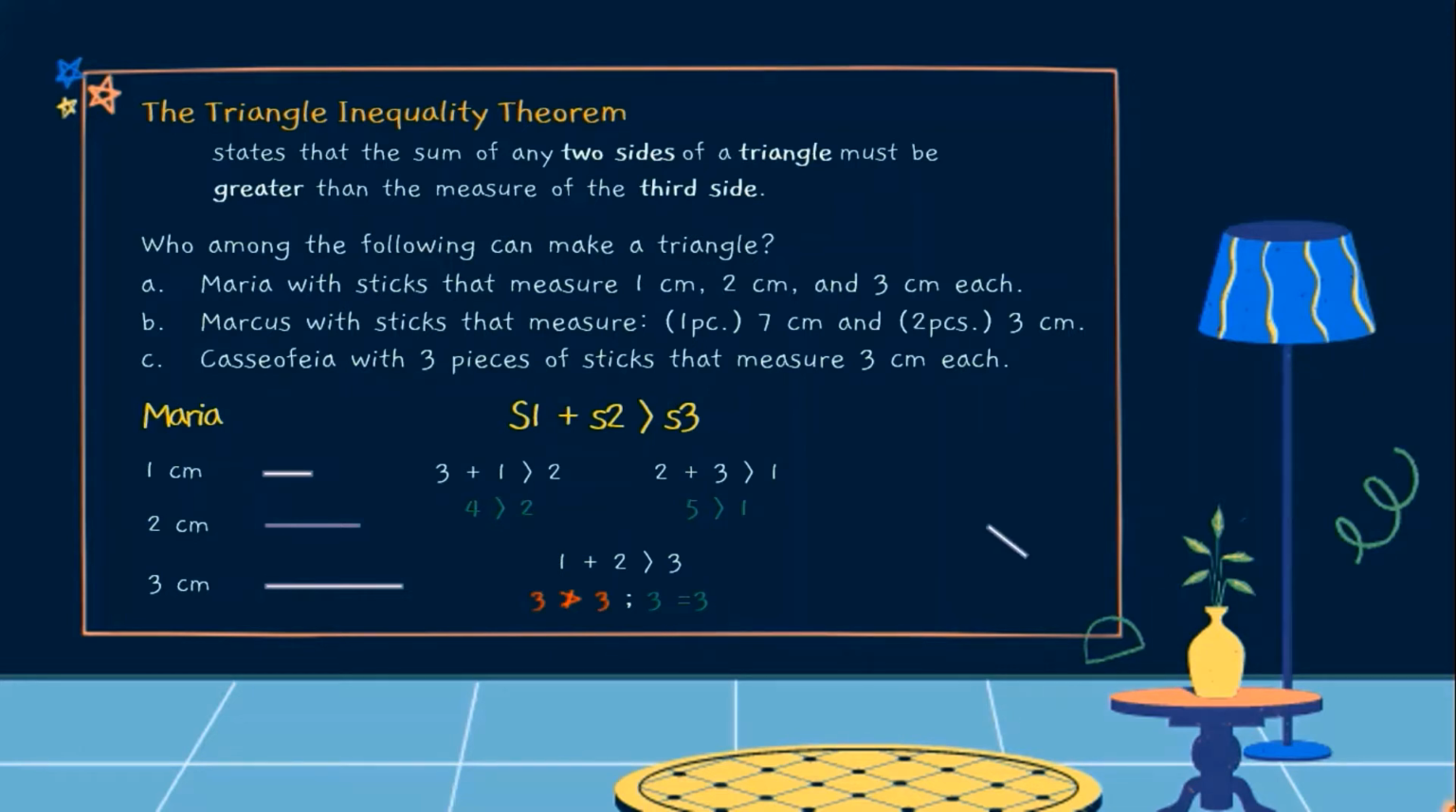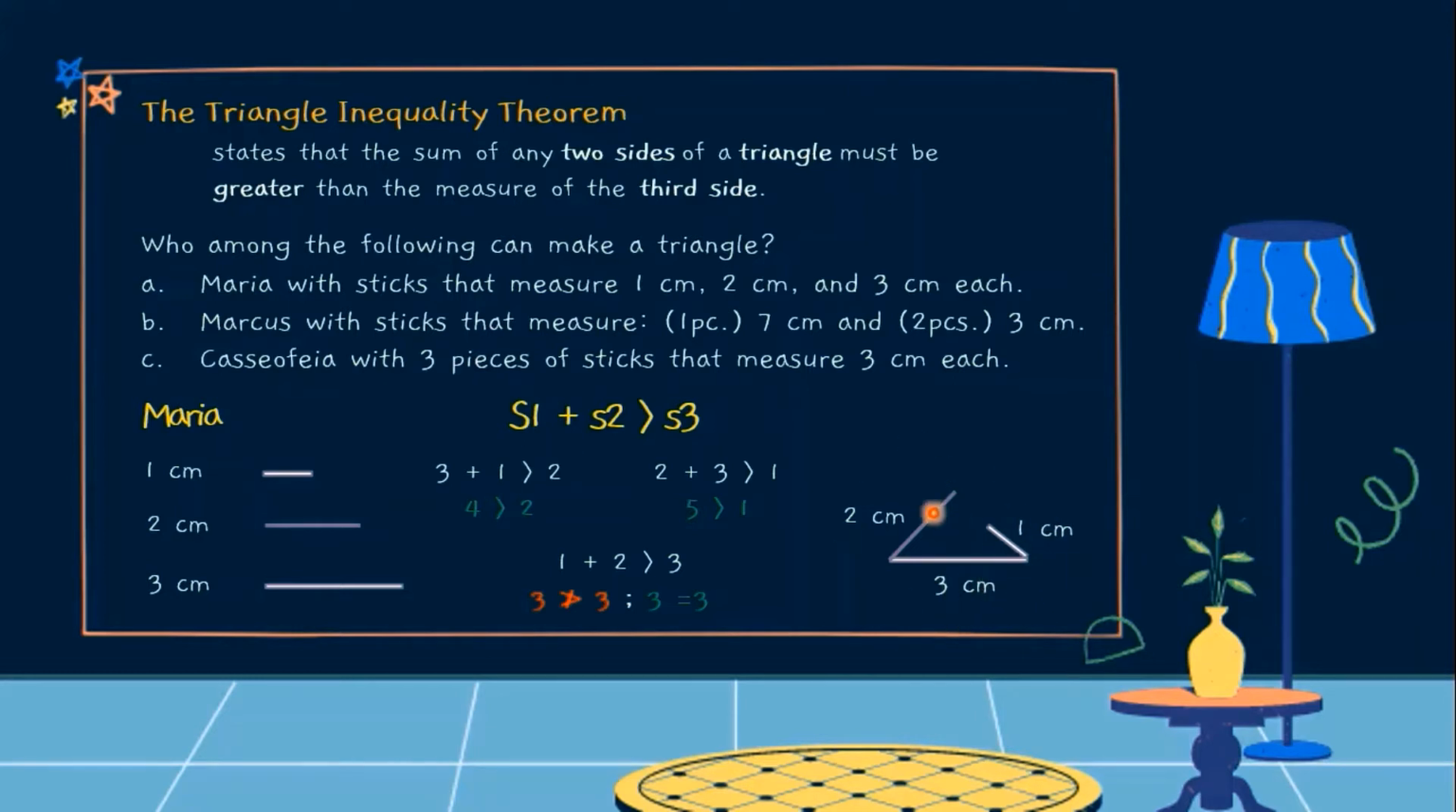Ito yung mga sticks ni Maria. We have the 1 cm stick, ito naman yung 2 cm, at ito yung kanyang 3 cm stick. Kung mapapansin natin, pag inassemble natin siya, pinagdikit-dikit, may kulang na espasyo, may kulang na sukat. Hindi natin siya maisasara. Tandaan na ang polygon, ito dapat ay closed plane figure. Ito ay hindi polygon dahil may opening siya. This is not a polygon and this is also not a triangle.